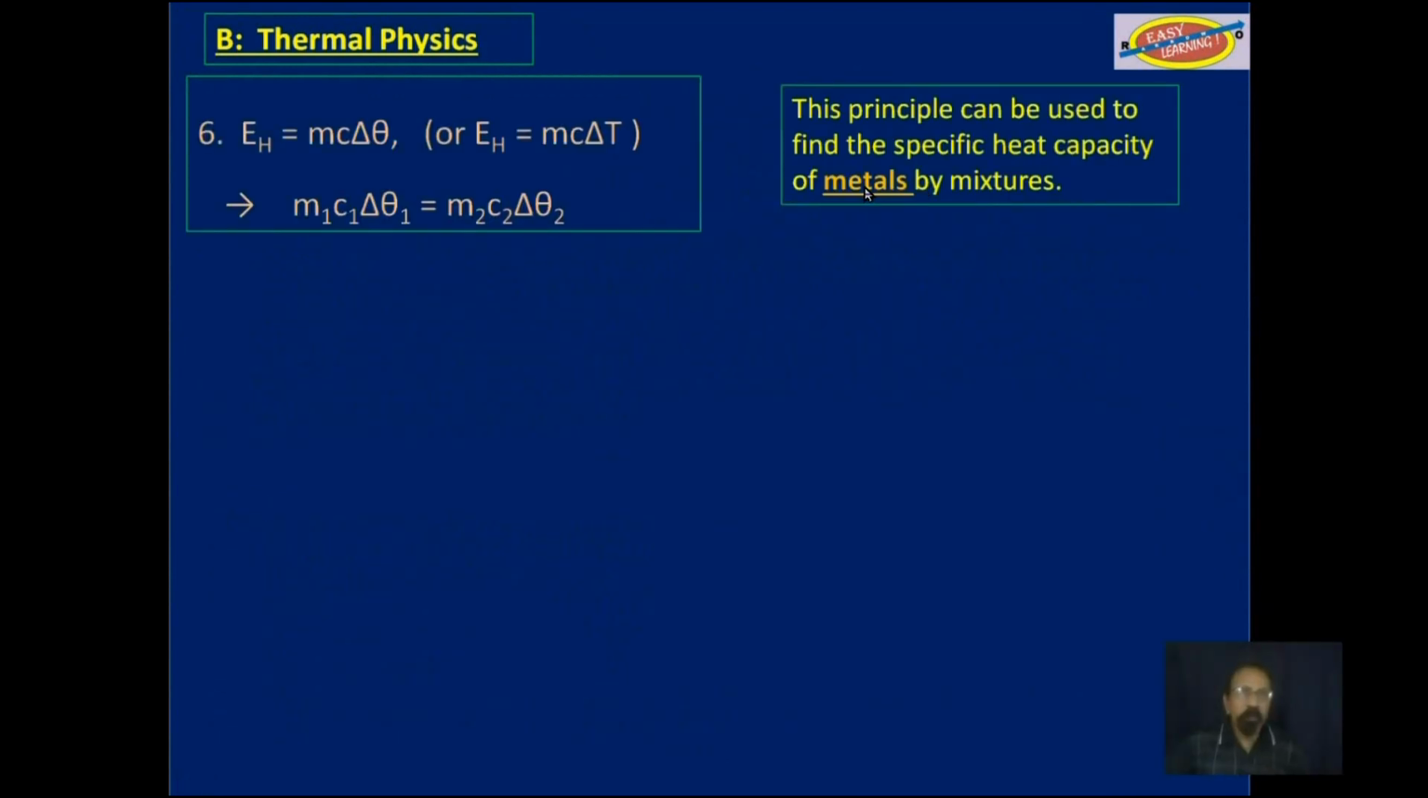Now, this principle can be used to find the specific heat capacity of metals. And in a little while, we will see that with a little adjustment, we can also use it to find the specific heat capacity of liquids. And it is called the method of mixtures.